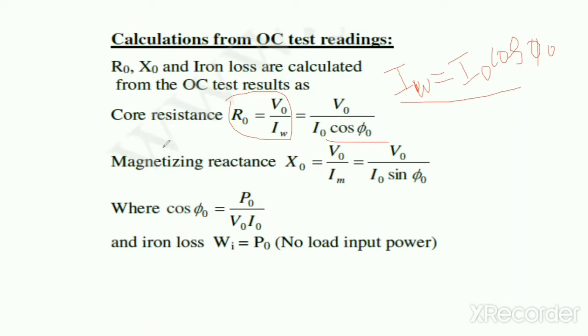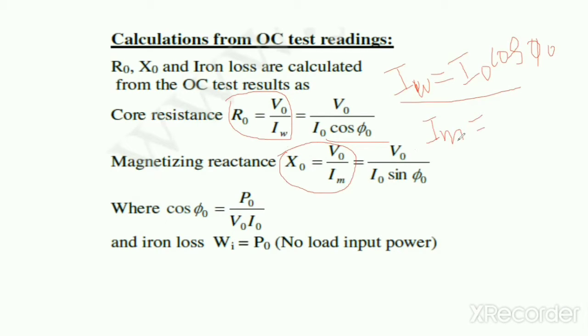Then we calculate the magnetizing reactance, that is X naught. What is the formula for X naught? X naught is equal to V naught by Im. What is the Im? Im is the magnetizing current.